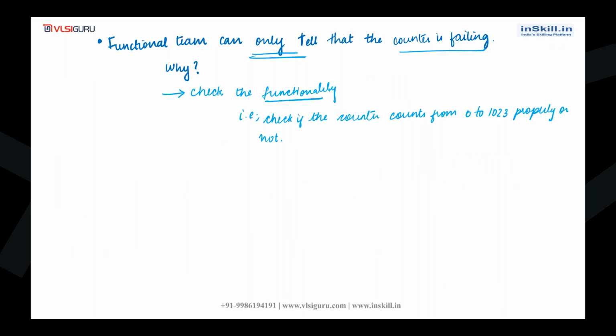Now in our example, what is happening? In our case, after counting 999, instead of incrementing to 1000, the counter once again counts 999. So the counter has failed.